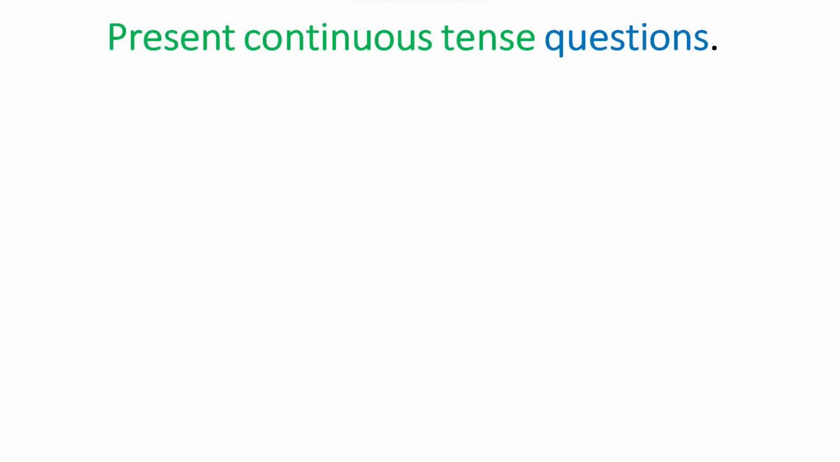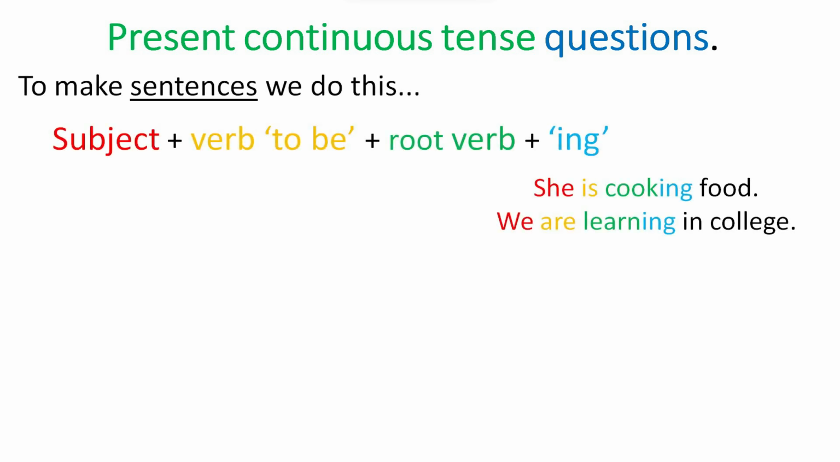The last thing I want to talk to you about is how to make questions using the present continuous tense. And just like the negative form of this tense, the question form is really easy. So, as we've already learnt, to make sentences in the present continuous tense, we need a subject, the verb to be, a root verb, and ing. This makes sentences like, she is cooking food, we are learning in college.